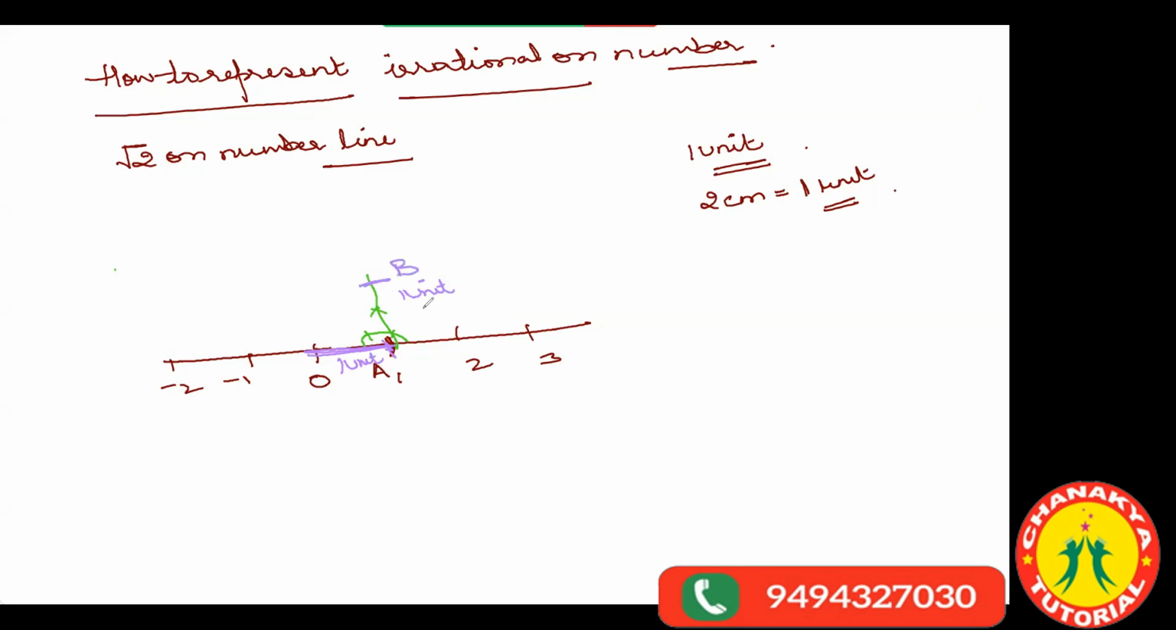Hurry up. Take this distance O in your compass, this radius, and put an arc over this perpendicular, or you can say 90-degree angle. Drawn. Now join O to B. Join O to B.